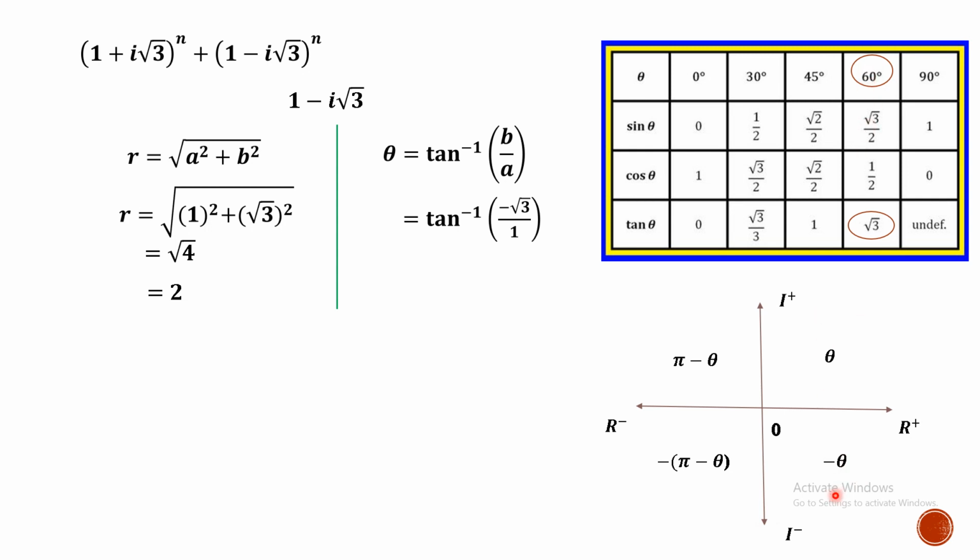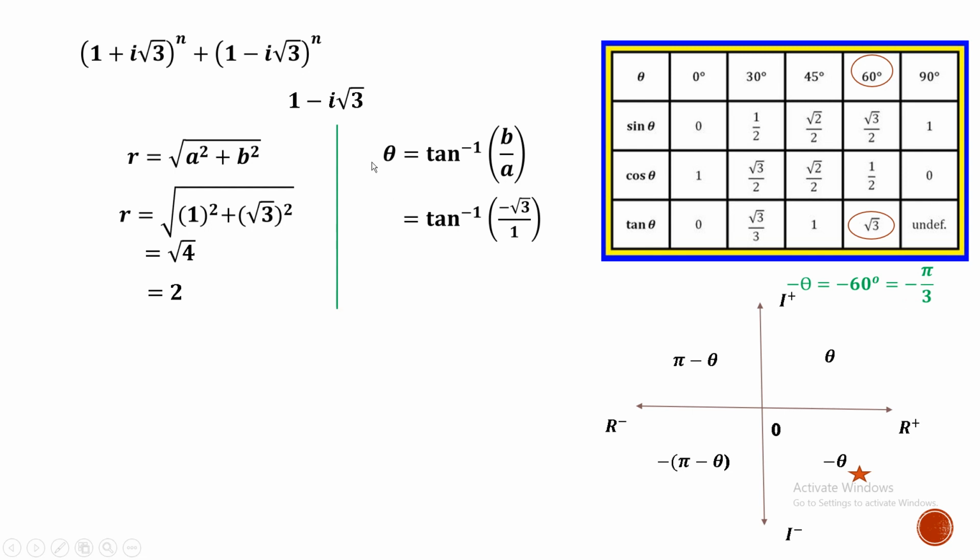So minus theta will be equal to minus 60. That is nothing but minus pi by 3, since pi is 180, and 180 by 3 is 60 degrees. So now the angle is minus 60 degrees, which is converted into radians, that is minus pi by 3. Now we know the r value as well as the angle.